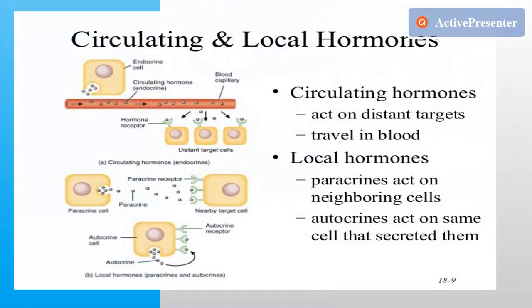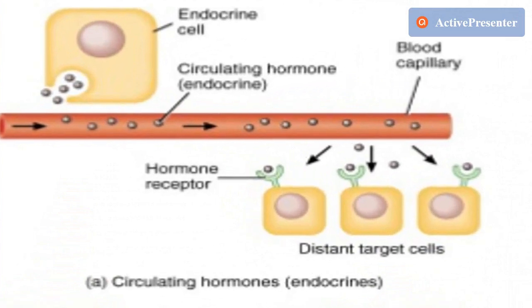So I think you have well understood about the basic differences of endocrine and exocrine glands. And now we'll move on to circulating and local hormones. So most endocrine hormones are circulating hormones. They pass from the secretory cells to the interstitial fluid and then into the blood.